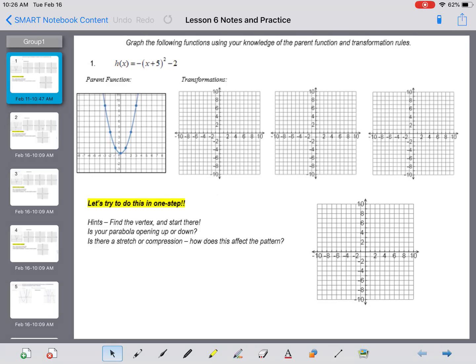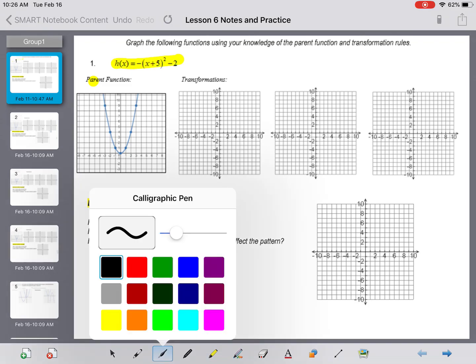So take a look at example 1. We want to graph the following functions using our knowledge of the parent function and the transformation rules. So the parent function is graphed in blue there. That's the parent function. And then here is the transformed quadratic. So what's helpful is if we list the transformations.